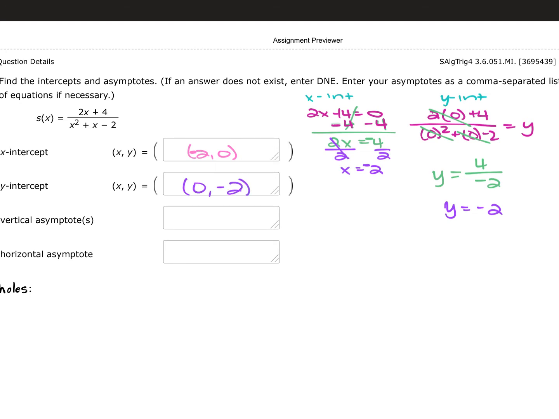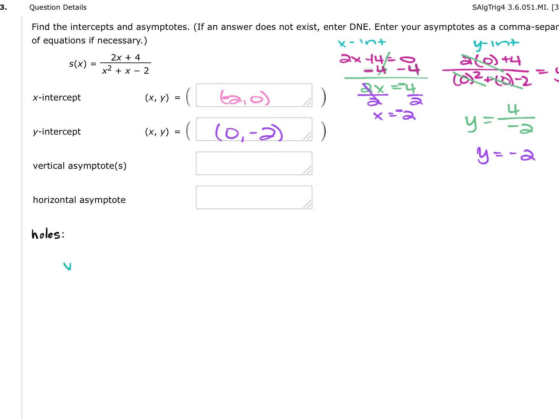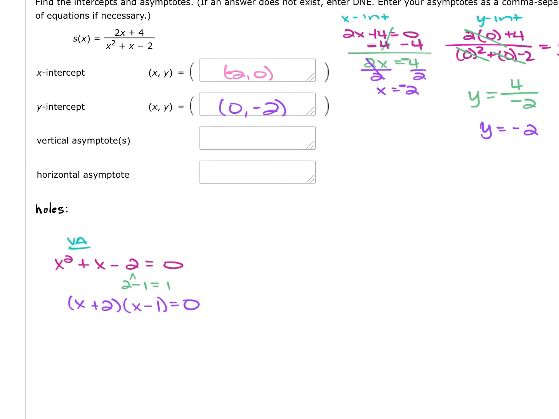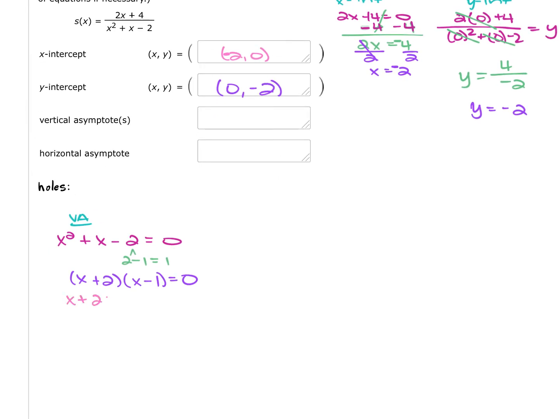For your vertical asymptote, you are going to take the denominator, so that x squared plus x minus 2, set it equal to 0, and solve. Your factors of negative 2 that add up to be positive 1 are 2 and negative 1. So this factors to be x plus 2 times x minus 1 is equal to 0. We set each part equal to 0, and we solve.